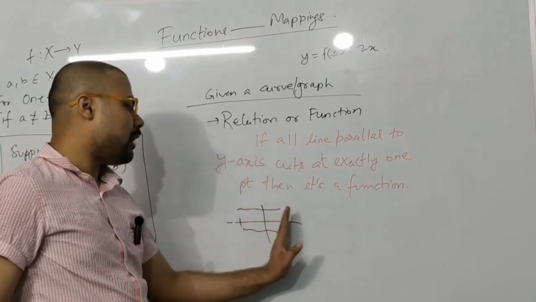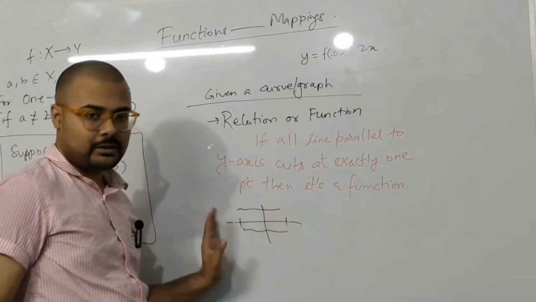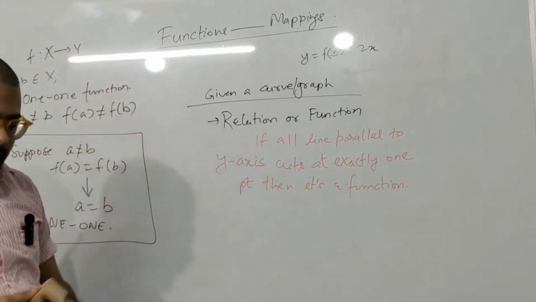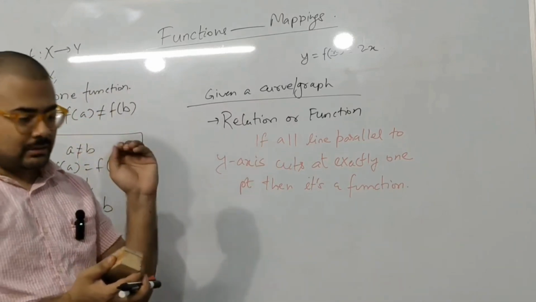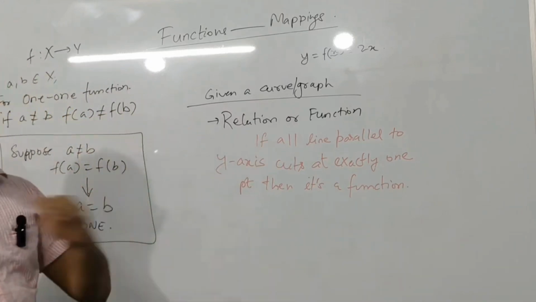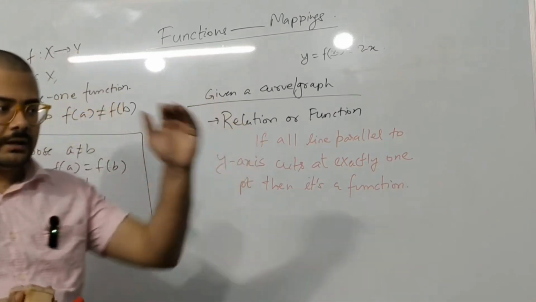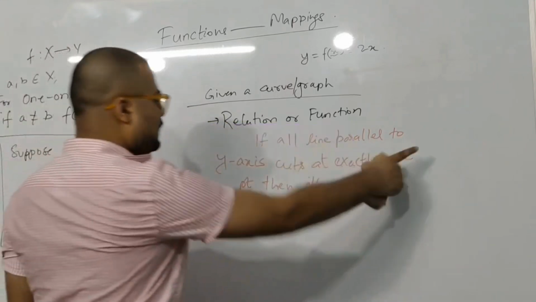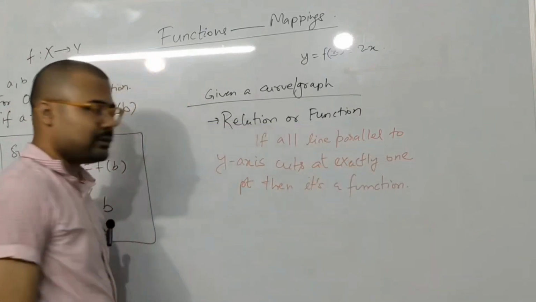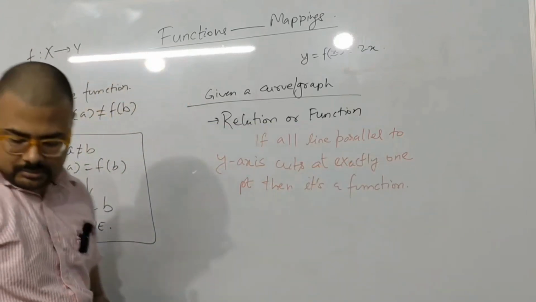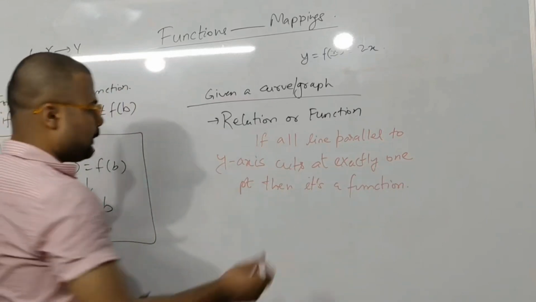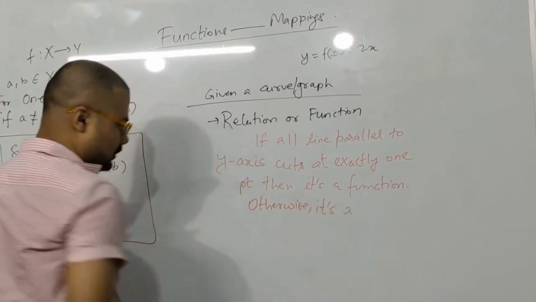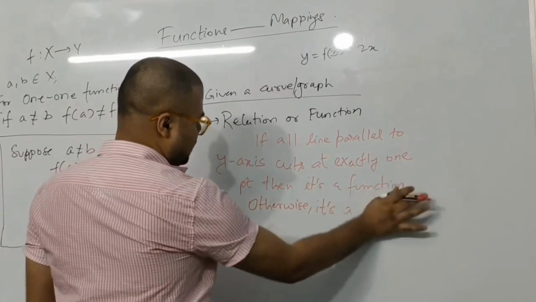I'm not going to draw any line parallel outside of this domain. Whatever definition I'm writing here is the very precise definition. The assumption is that I am drawing within the domain, and similarly for a horizontal parallel line, the assumption is that I'm drawing that horizontal line within the domain interval. So if all lines parallel to the y-axis cut at exactly one point, then it's a function. Otherwise, it's just a relation.